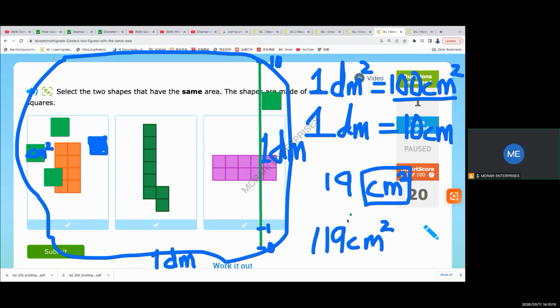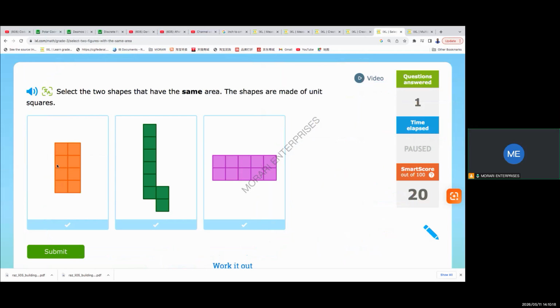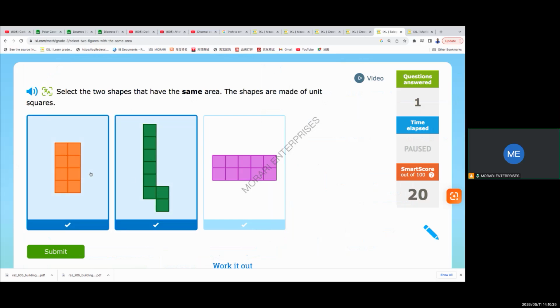All right, I hope this one has been helpful to us. And we have more questions in our online school where they can ask you which two shapes have the same area. So this is 8 centimeters squares or 8 square units. And here, if we count here, we have 6 plus these two, 8. So these two shapes have the same area, okay?